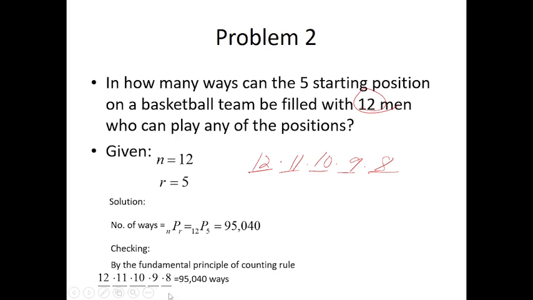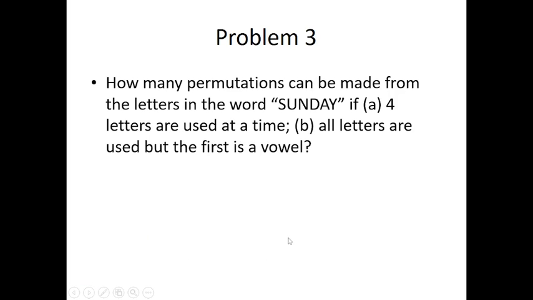Okay? Our next problem 3. How many permutations can be made from the letters of the word Sunday if letter A, 4 letters are used at a time? Letter B, all letters are used, but the first is a vowel. No. So given, so we have 6 objects taken 4 at a time. Kasi 6 letters eh. Therefore, meron kang 6 objects, 6 letters. Sunday. 4 letters are used at a time.